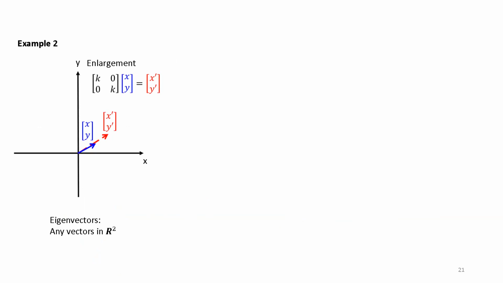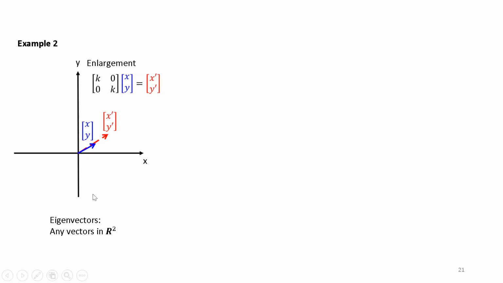So here is another example. This is the scaling or enlargement: if I have this x, y, after transformation, it just gets longer. The direction is not changed. Then in this case, what are the eigenvectors for this matrix? No matter what you input, the output will still be parallel to the input.